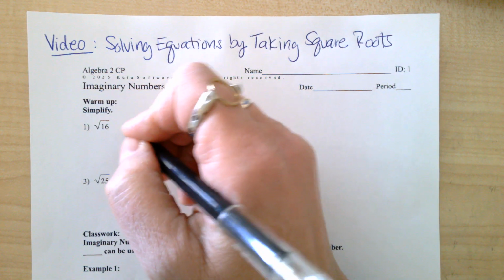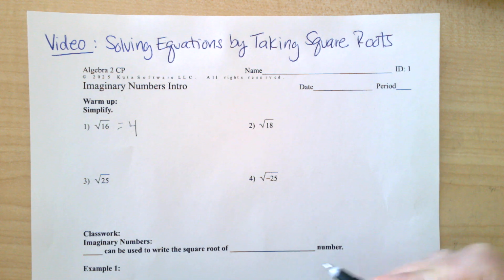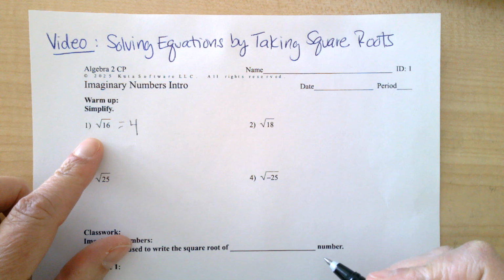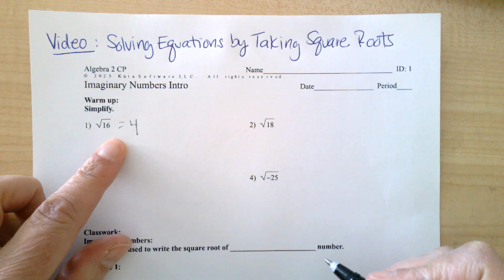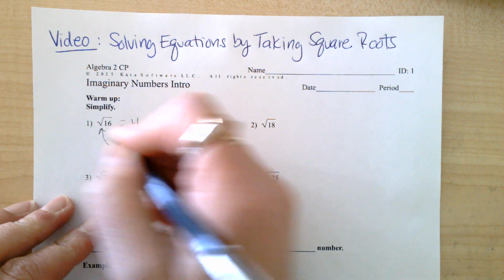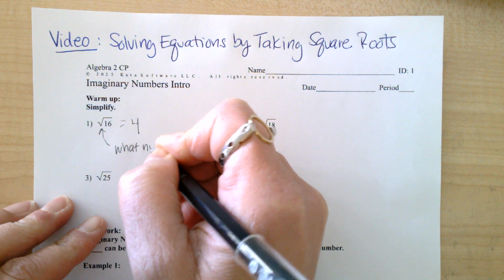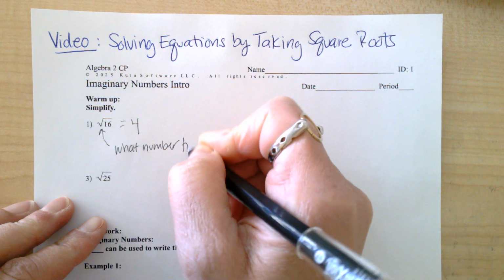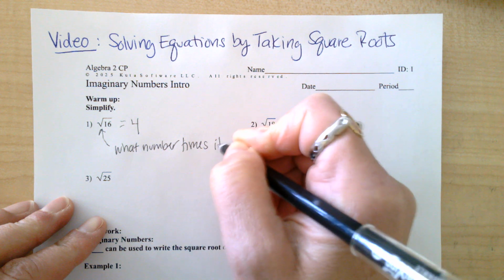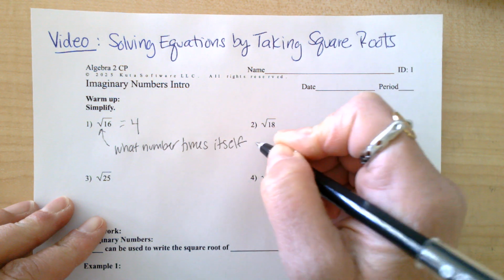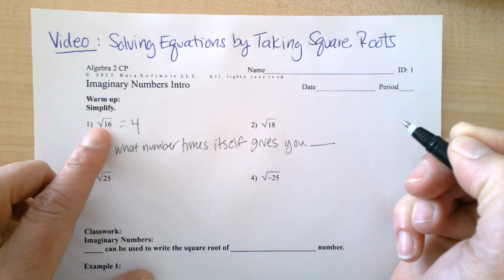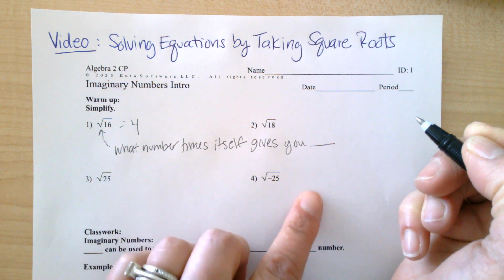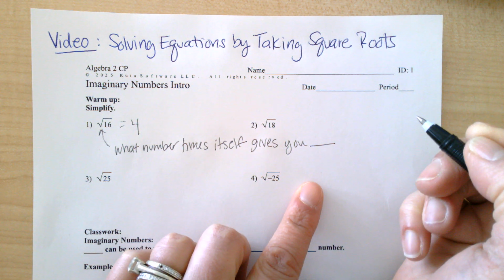The square root of 16 is 4. Remember, the square root symbol really means what number times itself gives you 16. That's really what it's saying. What number times itself gives you blank, and that blank is what's inside. So for this one, what number times itself gives you 16?